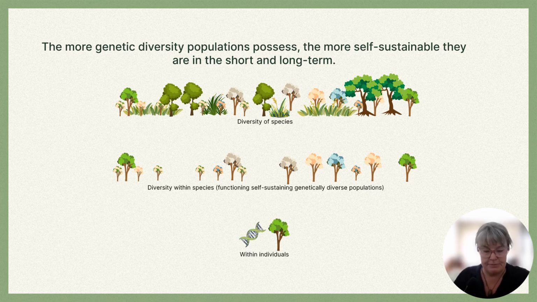Now, to maximise the health of your individual plants, you also need to have genetic diversity within individuals. So you don't want the individuals that you're planting to be highly inbred. So the diversity within your species facilitates resilience or ability to adapt to change, and the diversity within individuals avoids inbreeding depression.